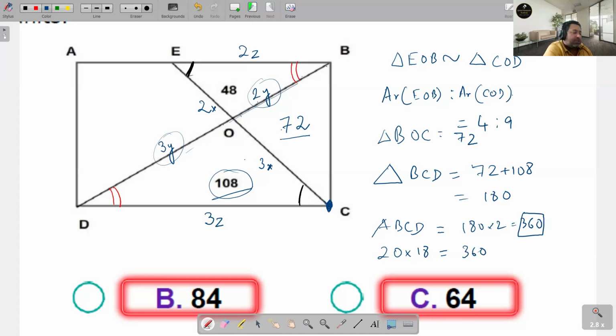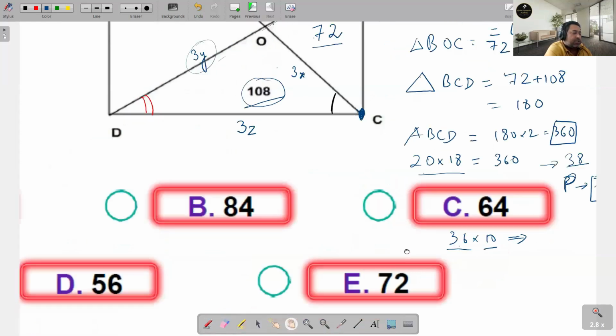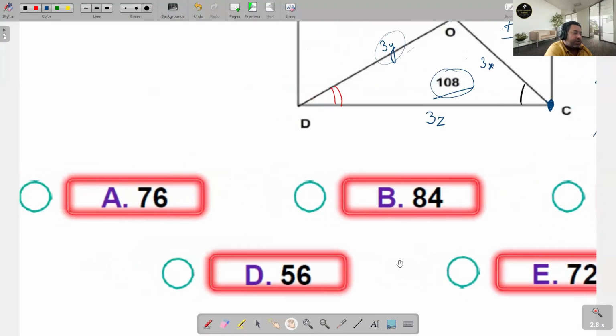Because if I take something else, for example, 36 times 10, this also gives me a product of 360, but in that case, the semi-perimeter is going to be 36 plus 10, which is 46. But over here, the semi-perimeter of the rectangle is going to be 38 only, right? That is 20 plus 18 is 38. Therefore, the perimeter will be double of 38, which is 76. So the correct answer for this question is option A, which is 76.